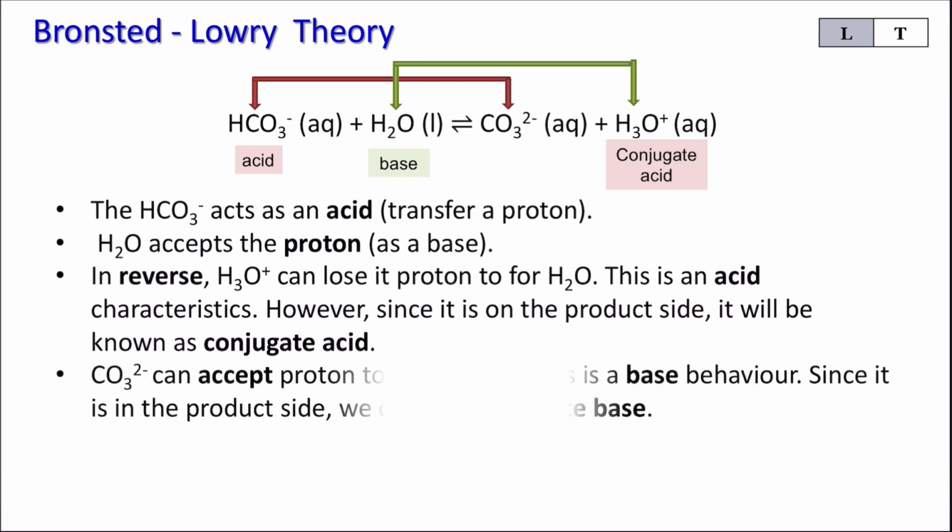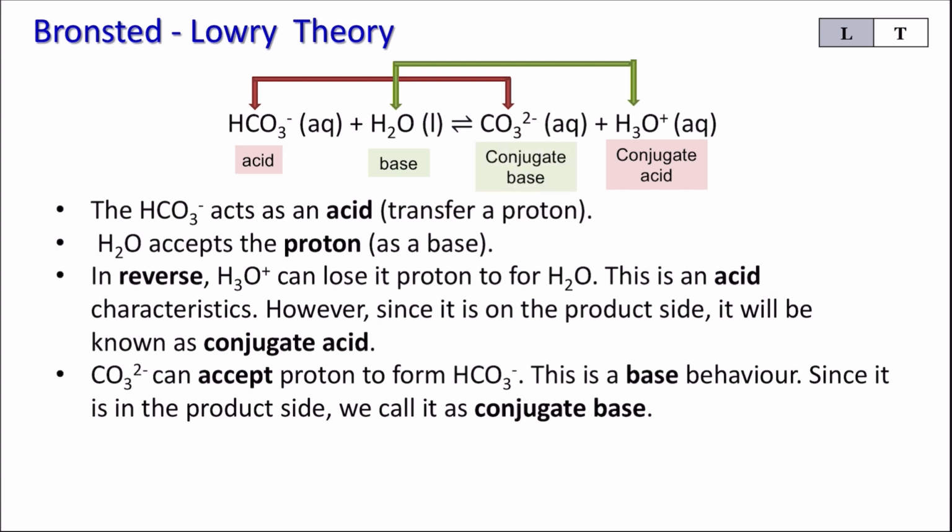Next one, kita ada CO3 2 minus, di mana CO3 2 minus dia boleh accept proton untuk hasilkan back HCO3 minus. So maknanya dekat sini, bila dia accept proton, ini adalah base behavior. Tapi sebab dia berada kat product side, kita tak boleh cakap dia base. Kita tambah satu perkataan as conjugate base.